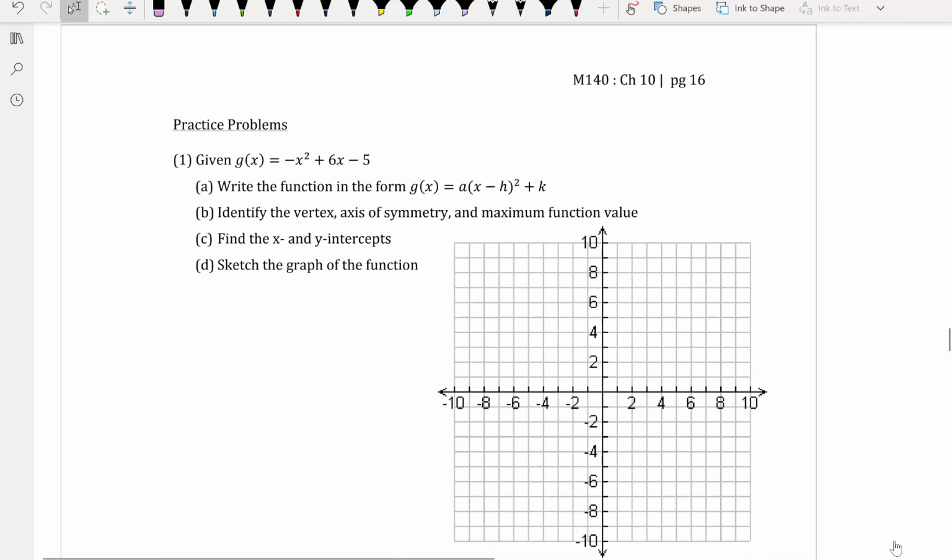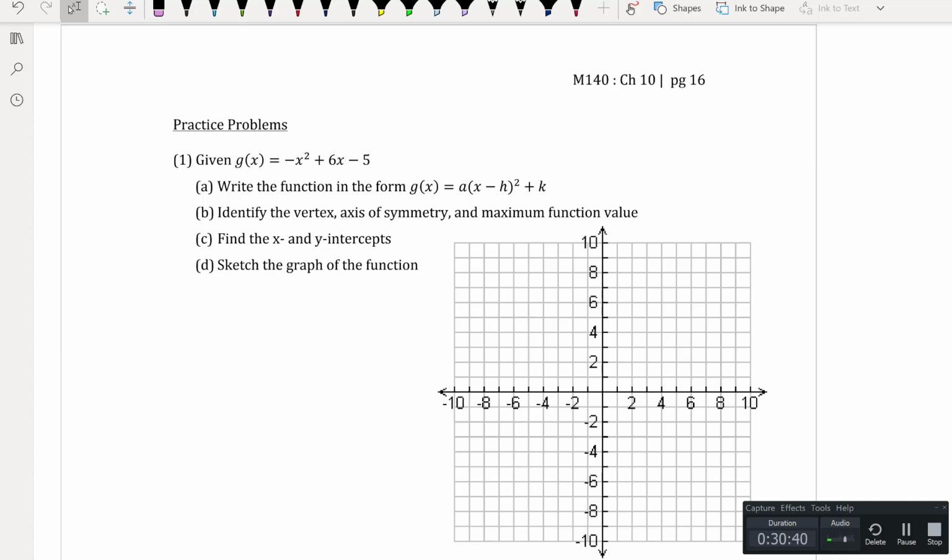Okay, so now we have some practice problems. So this is where you guys are going to go ahead and press pause, and you're going to try to do these problems. So go ahead and press pause.